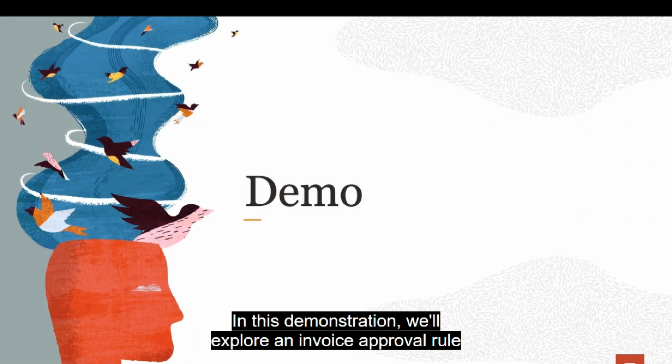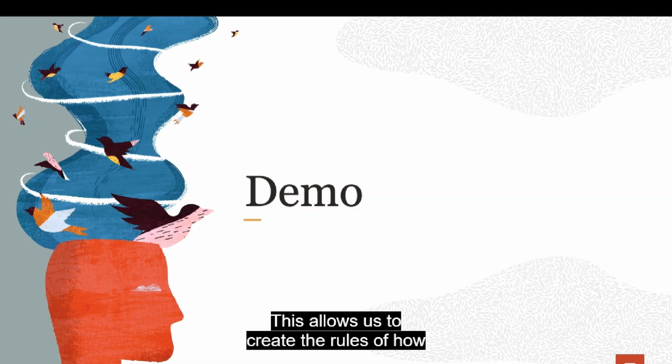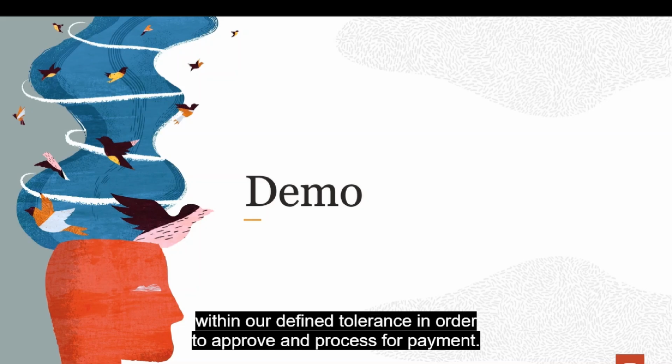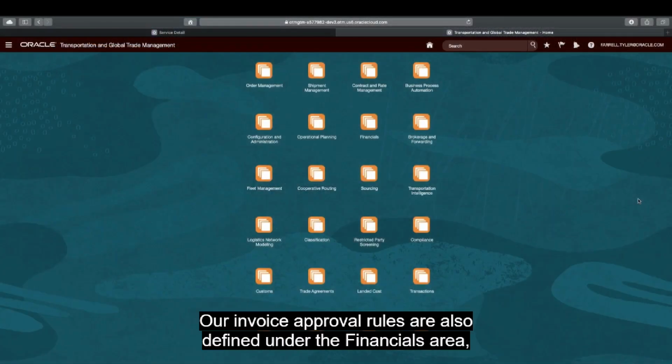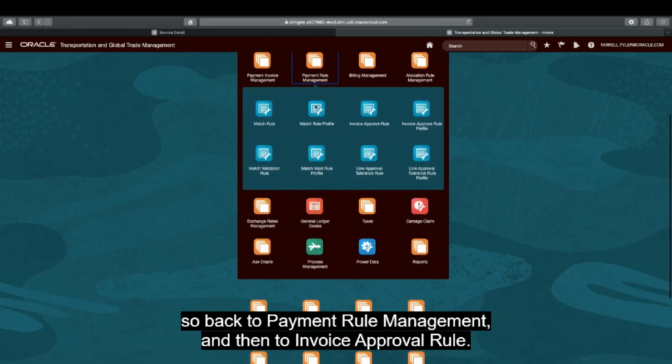In this demonstration, we'll explore an invoice approval rule in Oracle Transportation Management. This allows us to create the rules of how OTM determines if a service provider's matched invoice is within our defined tolerance in order to approve and process for payment. Let's navigate over into our application. Our invoice approval rules are also defined under the financials area. So back to payment rule management, and then to invoice approval rule.